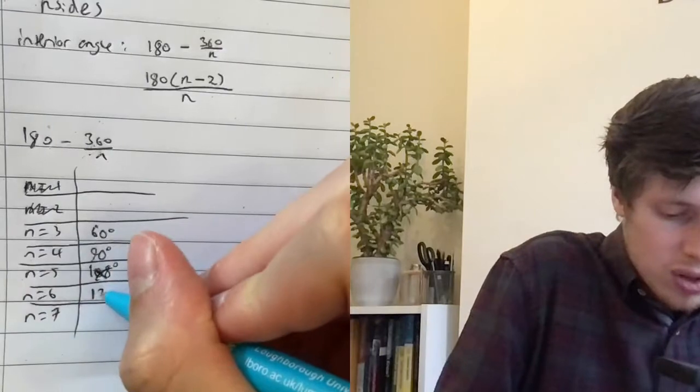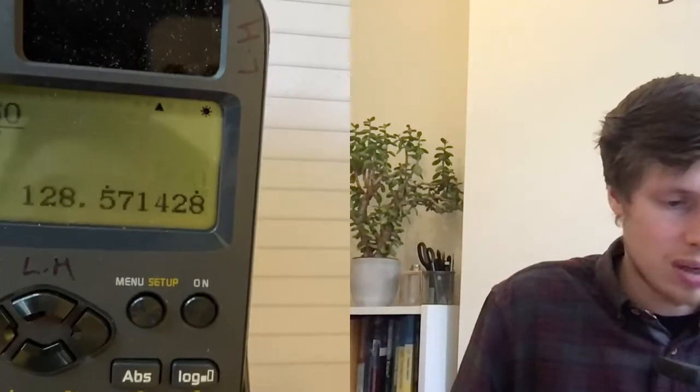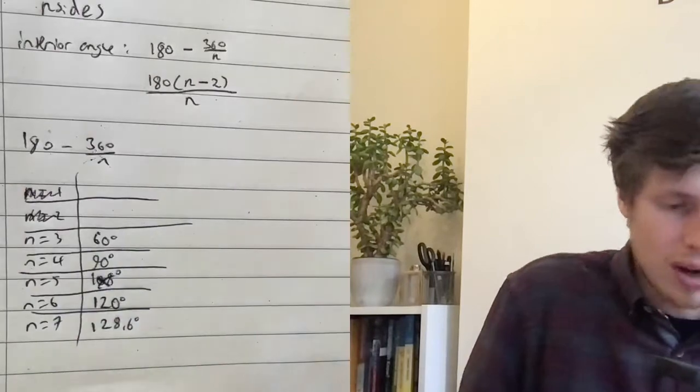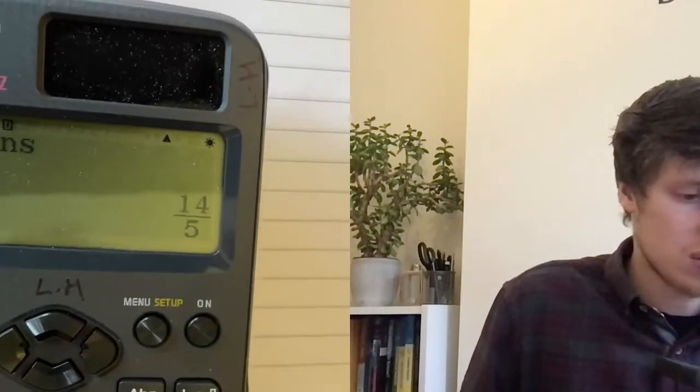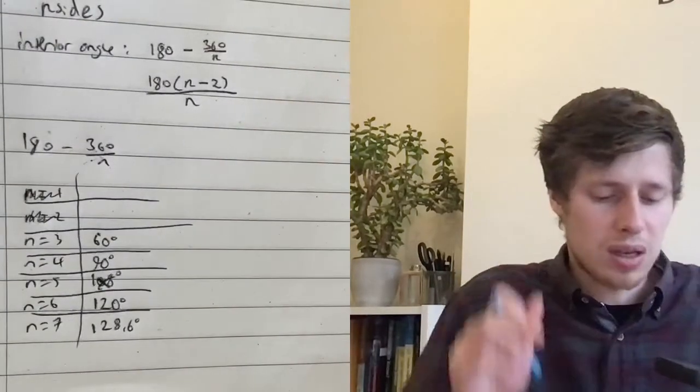And then obviously if we do this for a 6-sided shape, you get 120 degrees. Now for 7, let's do this. 180 take away 360, divided by 7, which is going to be 128, let's say 0.6 roughly. Right, and that definitely doesn't go into 360 an equal number of times. See, 2.8 times. Yeah, you can't fit one of those in.